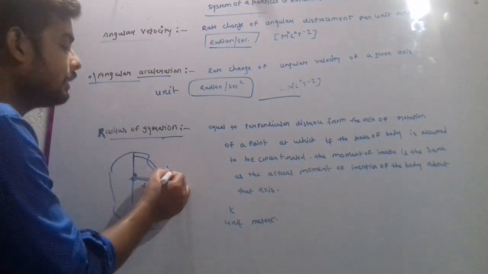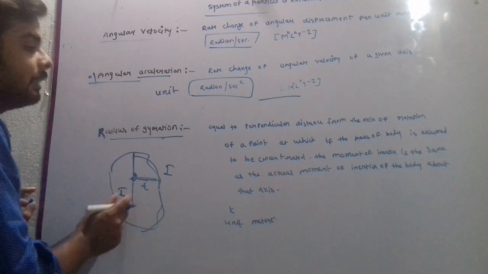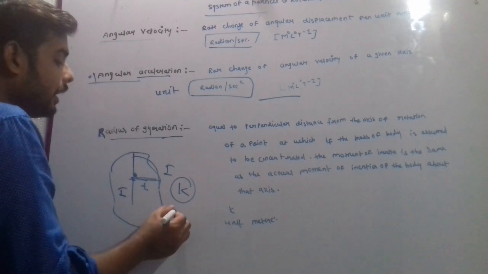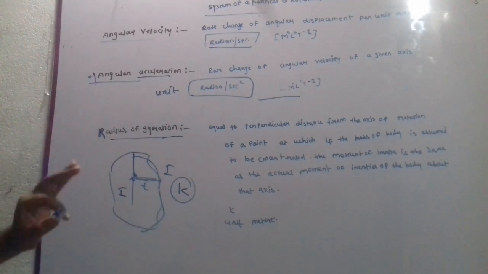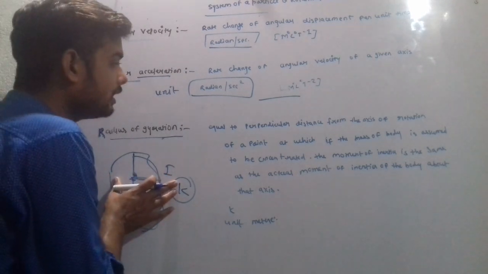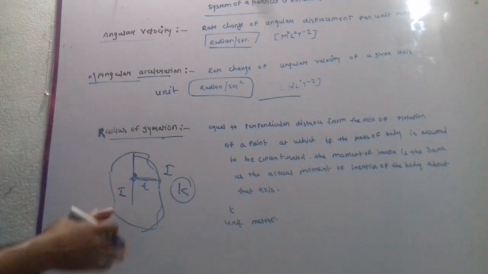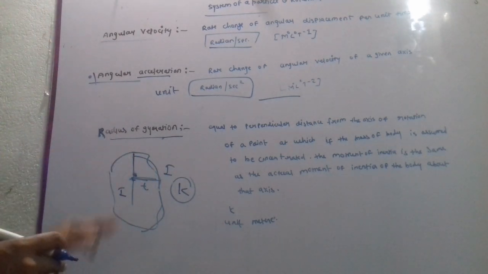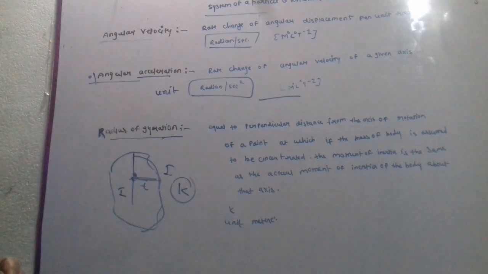The moment of inertia I is the same as the actual moment of inertia. It is represented by k. The unit of radius is meter, so the unit of radius of gyration is also meter. So radius of gyration is the perpendicular distance from the axis of rotation where the mass of the body is assumed to be concentrated, where the moment of inertia will still be I.